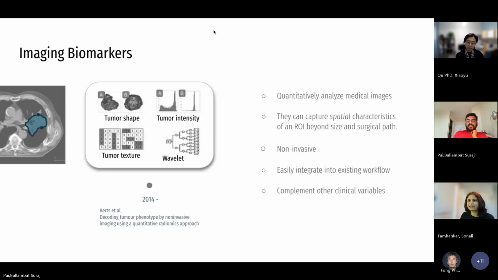Yes, Yuri. I'm wondering if these are 2D or 3D. Yes, so you could do this in 2D as well. I think in this 2014 study, it was done over 3D, but there are filters that are also applied in 3D.